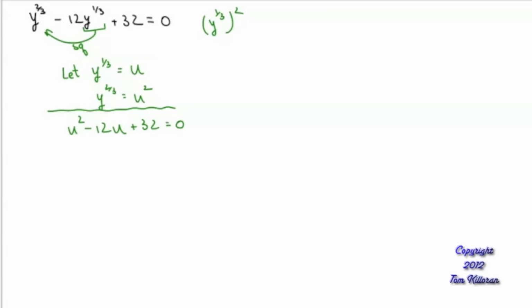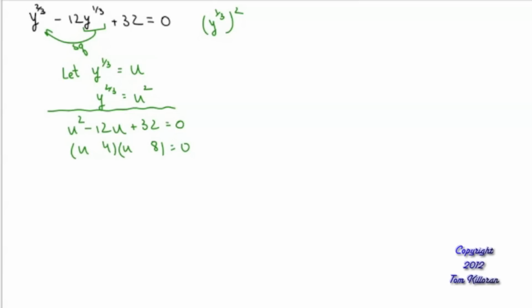Yay! Now, generally, I'm not going to have you do completing the square or the quadratic formula at this point. It's always going to be factoring. So factors of 32 that add up to 12. 4 and 8, right? And this is a nice factoring. You get (u 4)(u 8).